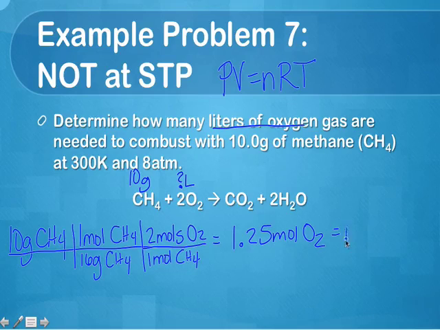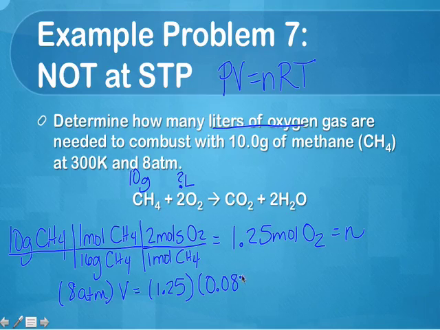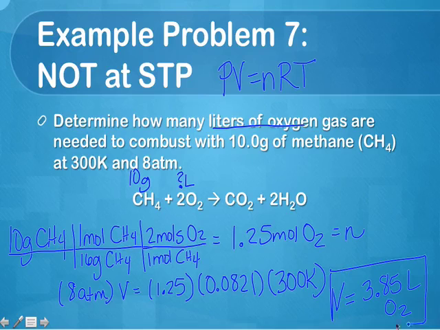Now I can take this, that's my n in PV equals nRT, and I'm going to solve for V, which I don't know. The pressure they gave me is 8 atmospheres. I don't know V. My n is the answer I just got. The R is the same R that we just used because it's still atmospheres for pressure units. Temperature is 300 Kelvin. I do all of that, and my answer is 3.85 liters of oxygen. And that is my final answer.